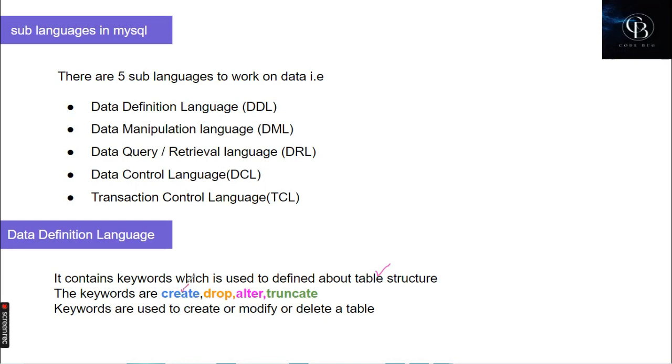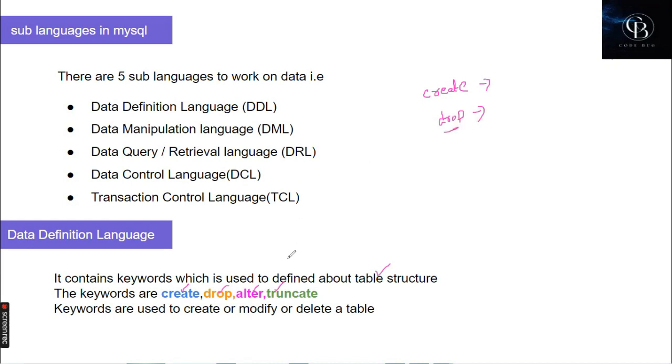The keywords in DDL are create, drop, alter, and truncate. Now, what is the use of create? Create is a keyword in DDL. Create is used for creating a table. If you want to create any table, first you have to write the create keyword. Next, one more keyword is drop. What is the use of drop? Drop is used to delete the entire structure of your table. Once I use the drop command, your table is not available.